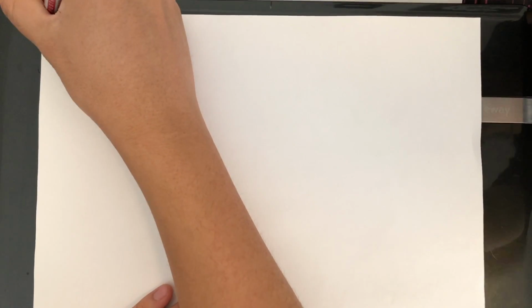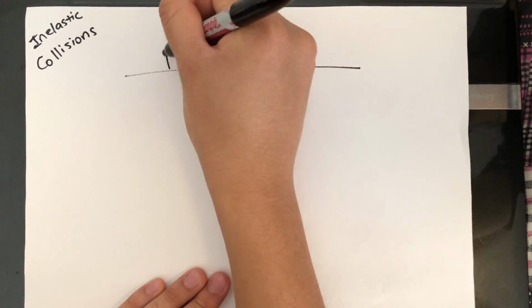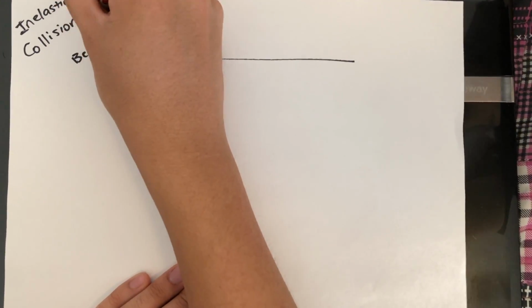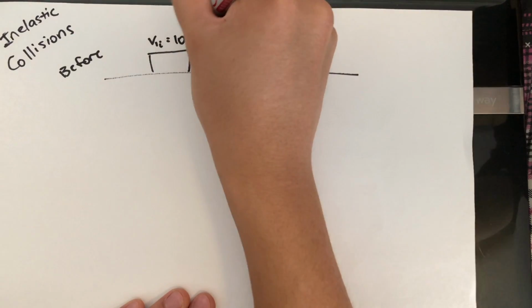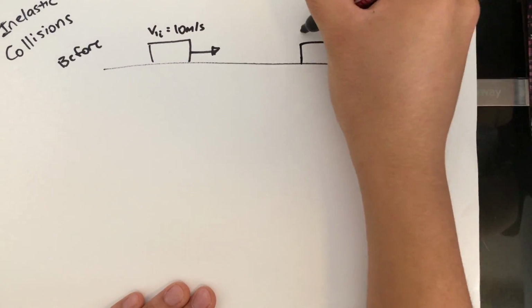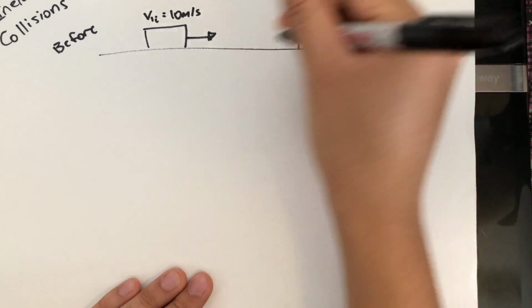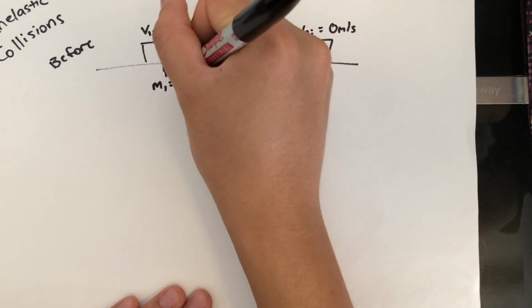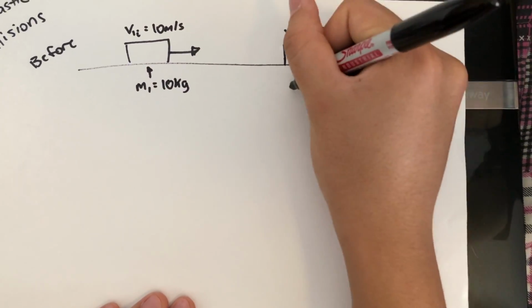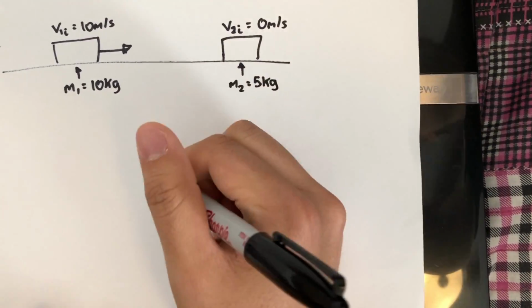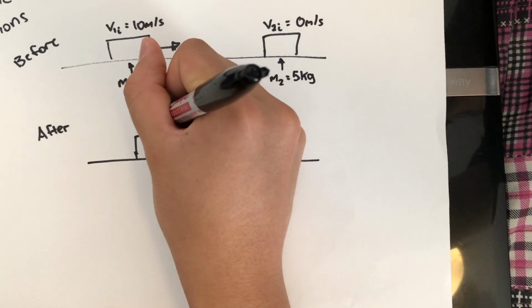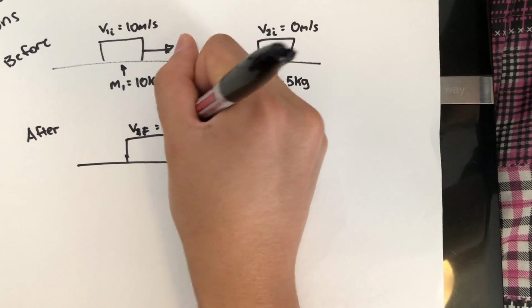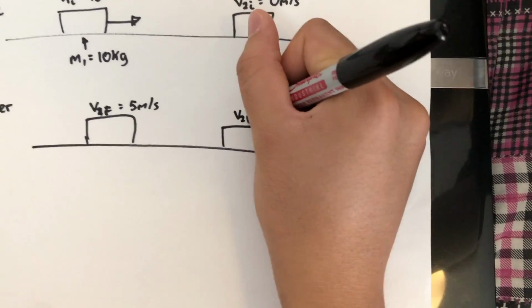Okay, so now we are going to go over inelastic collisions. So first off, we're going to have a block. So the before will just be a block moving in that direction with the initial velocity of 10 meters per second. And there will be a second block with 0 meters per second. And then this block, mass 1, will have a mass of 10 kilograms. Mass 2 would have 5 kilograms. And afterwards, the velocity of the first box will just equal 5 meters per second. And the velocity of the second one is unknown.